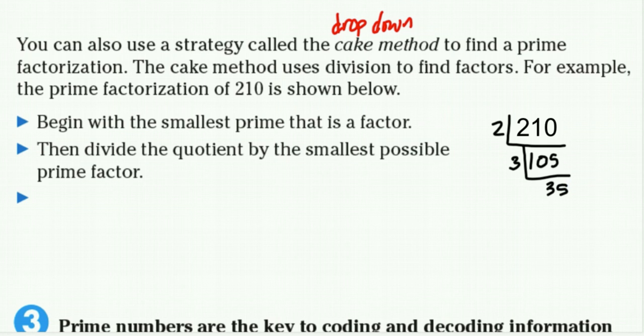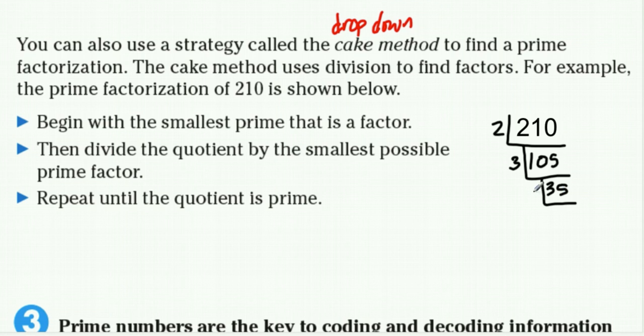Okay, again, last step: repeat until the quotient is prime. So we know that 35 is not prime. How do we know this is not prime? Because it is divisible by 5, and once a divisibility rule applies to a number, it is not prime because it has more than 2 factors. So the divisibility rule applies to 35, which means it is divisible by 5.